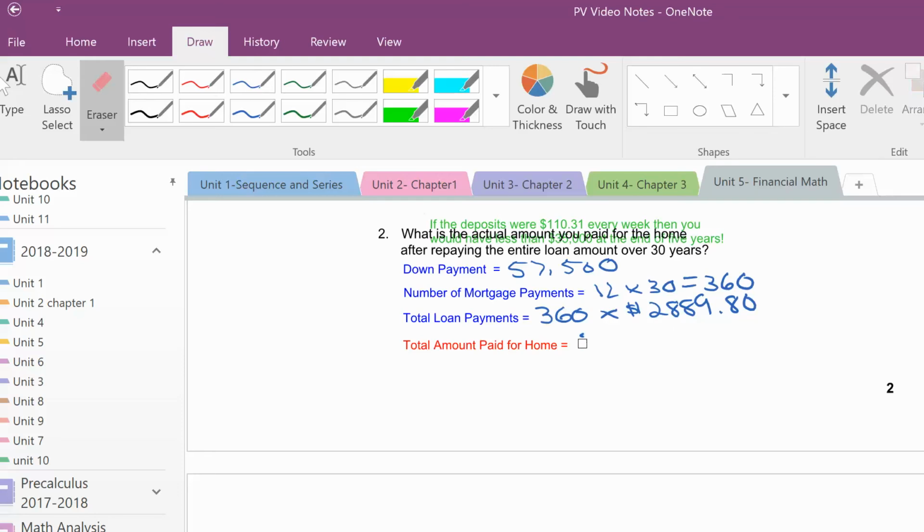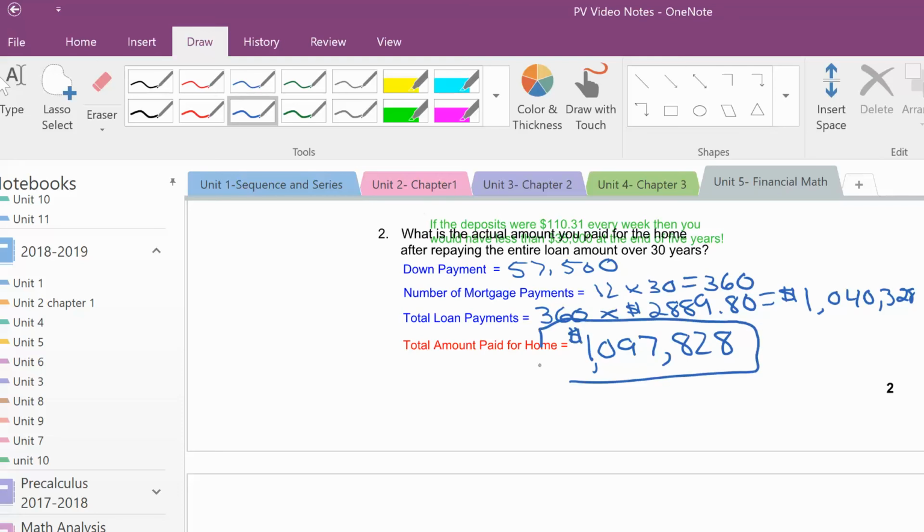So that is the total loan payments, $1,040,328. But then remember, you have to add the down payment. So the total you pay for the house is $1,097,828. So really, you were supposed to purchase it for $575,000, but you wound up with the loan paying $1,097,828. That was the total amount you paid for the house.